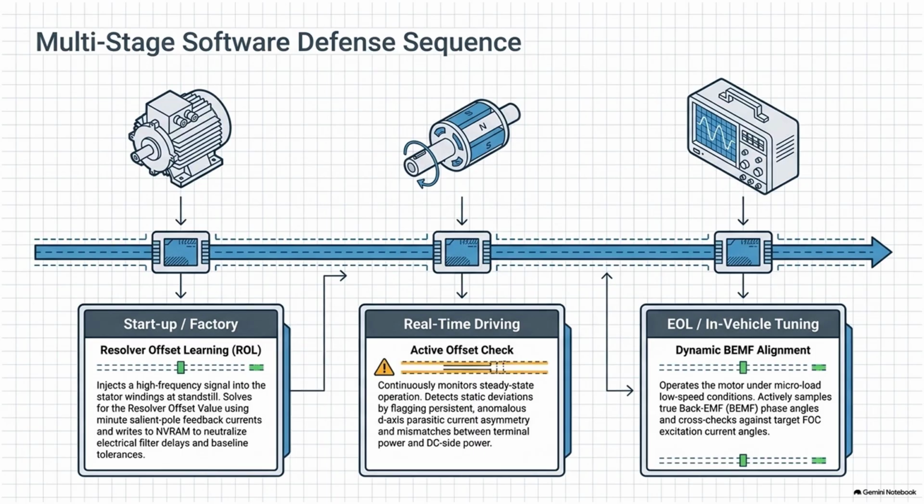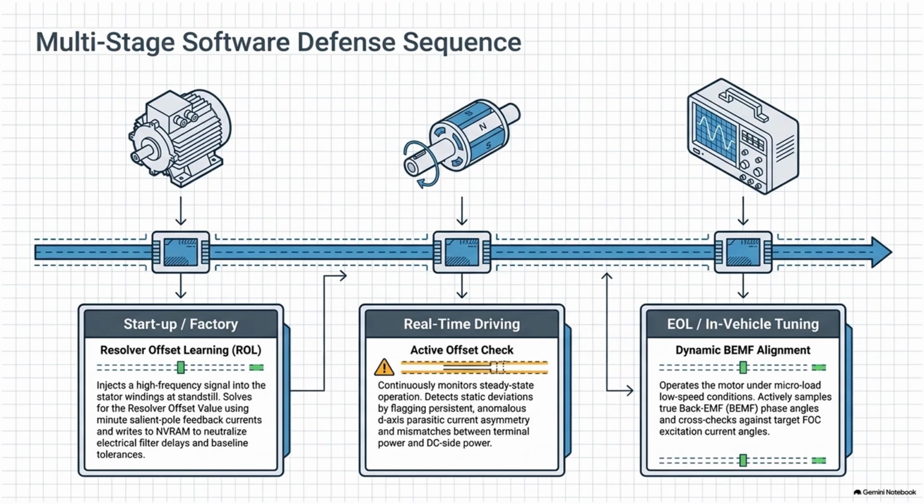It samples the real physical phase angle of that natural back EMF pushing back from the motor. It then compares that natural angle to the target excitation angle commanded by the field-oriented control, or FOC, algorithm. Oh, so it's comparing the physical reality of what the motor is naturally generating against the digital theory of what the computer is telling it to do. Precisely. And the tolerance for error here is razor thin.